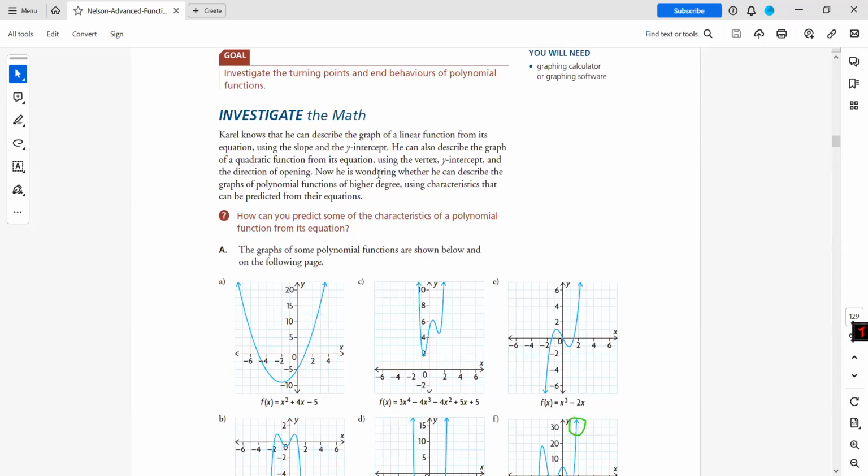So let's start with the investigation. Carl knows that he can describe the graph of a linear function from its equation using the slope and the y-intercept. He can also describe the graph of a quadratic function from its equation using the vertex, y-intercept, and the direction of opening. Now he's wondering whether he can describe the graphs of polynomial functions of higher degrees using characteristics that can be predicted from their equations.